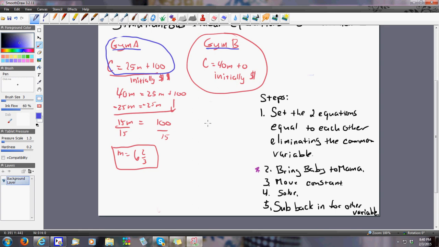If you want to find out how much each gym would cost at 10 months, you just plug 10 in for M. It'll be 25 times 10 is 250 plus 100 is 350. 40 times 10 would be 400. So at 10 months, you're saving $50.